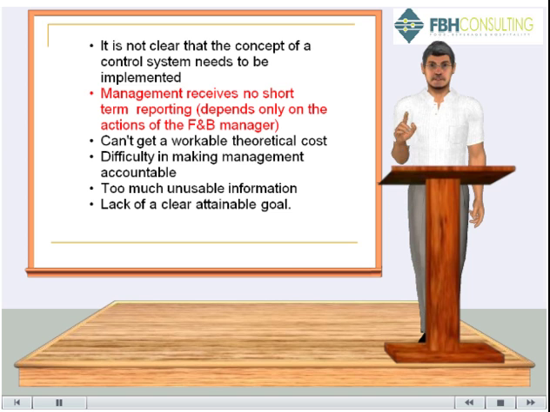Management receives no intermediate reporting that would flag potential losses. In most cases, the information reaches the off-store management or owner by the middle of the following month, when no loss prevention can be implemented.